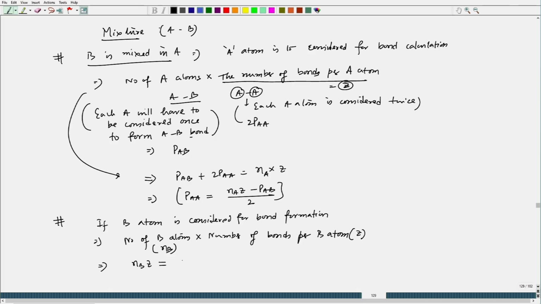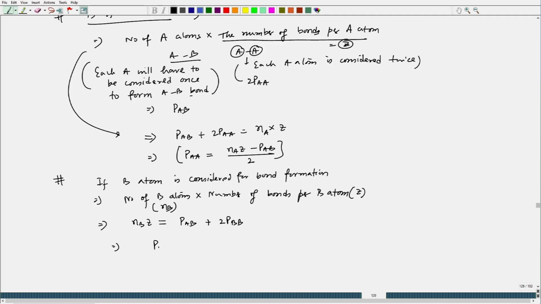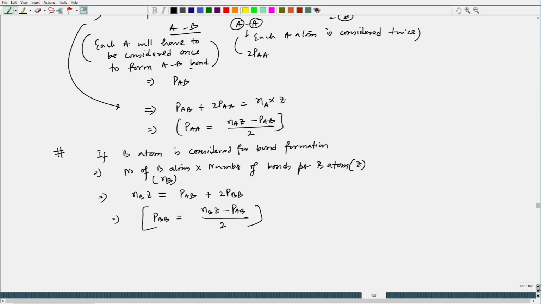So, when we talk about AB, if I take B as the reference, the B will always have to be considered once to form an AB type bond. So, then we have one contribution, and then when we talk about the BB type bond, we have to consider PBB. So, then we can write PBB in terms of PAB as (NBZ minus PAB) divided by 2. This is another equation.